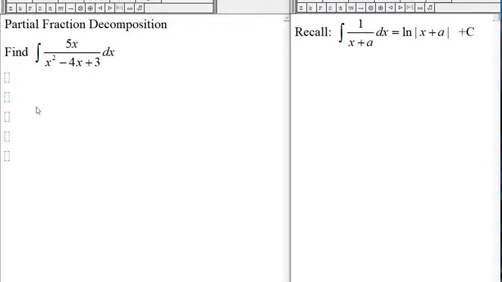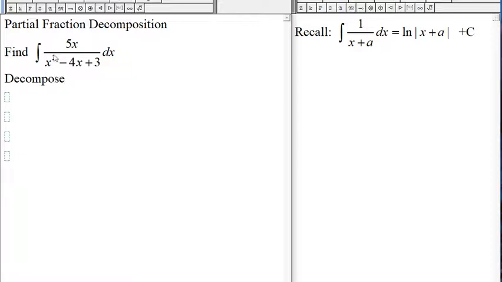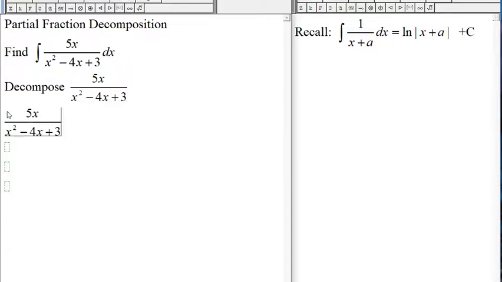Here we have the integral of 5x divided by x squared minus 4x plus 3, and we want to use partial fraction decomposition to find this integral. And so the first thing we want to do is decompose this fraction right here. To do the decomposition, first factor the denominator.